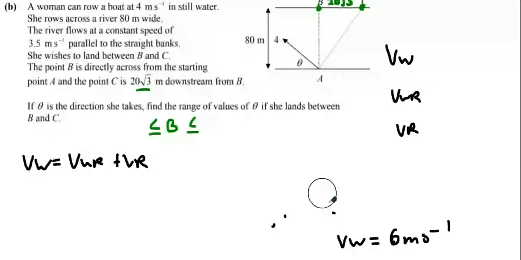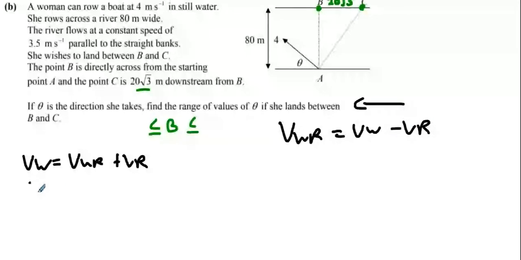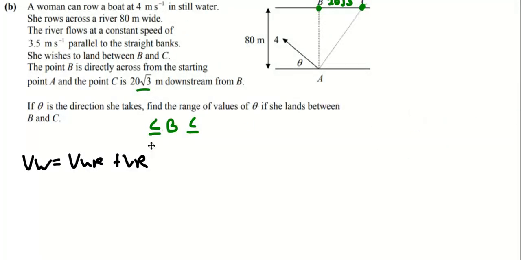Remember, it's not the velocity of the river and the woman, it's the velocity of the woman in the river. You would start off with this equation here: v_WR equals v_W minus v_R. Then you move the v_R over to the left, and you get the equation I was just talking about a minute ago.